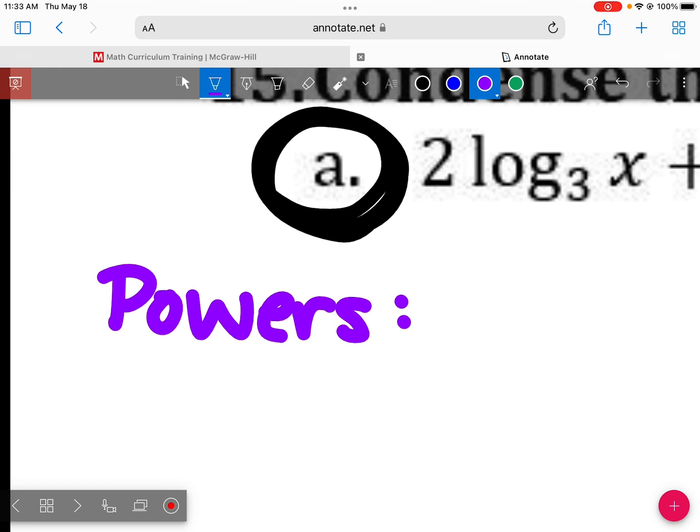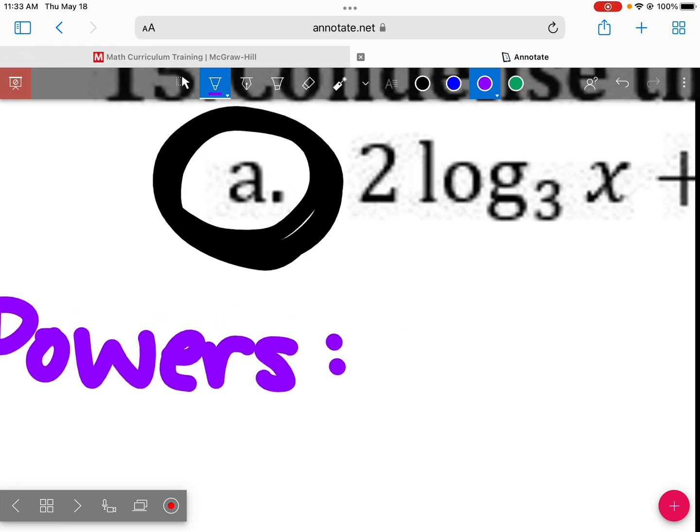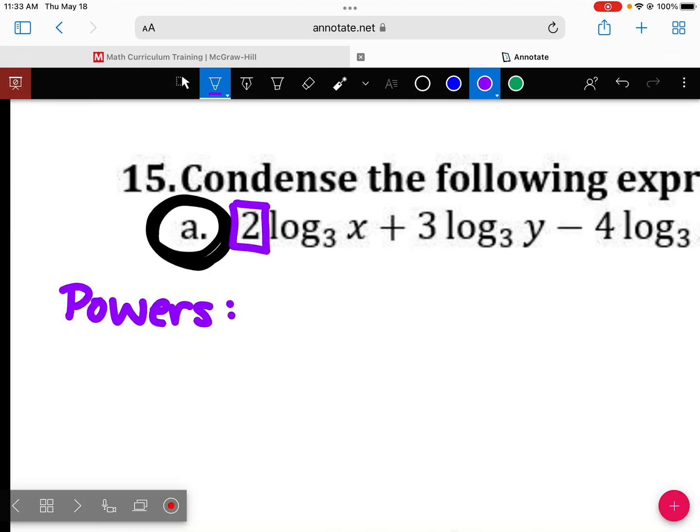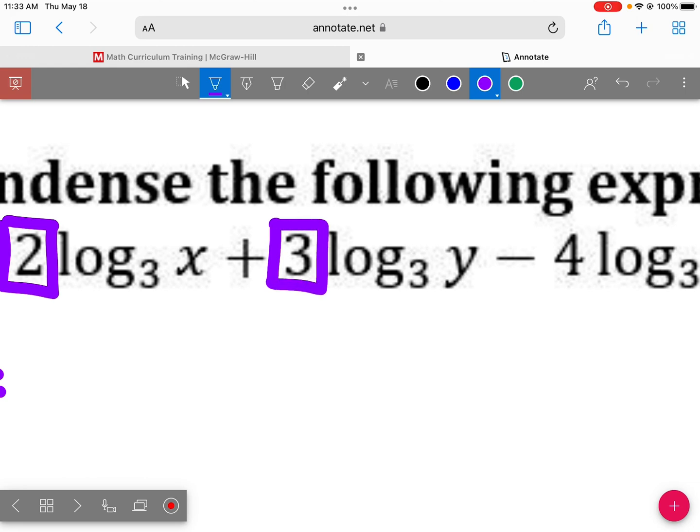Powers, product, and quotient are the properties. So when we're condensing, we do powers first. That means I'm looking for any numbers in front of logs, any coefficients like this 2 right here. Do you see any other coefficients, any other numbers in front of logs? 3 and 4.